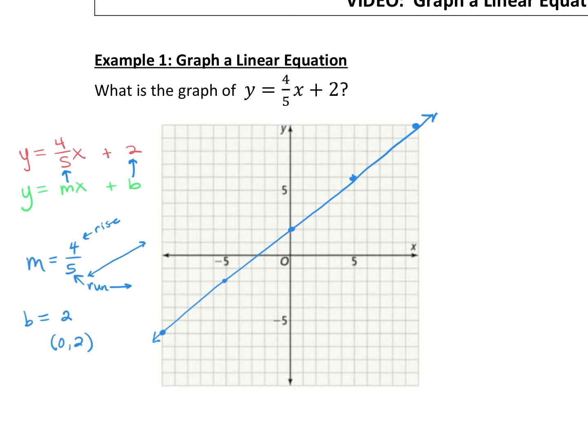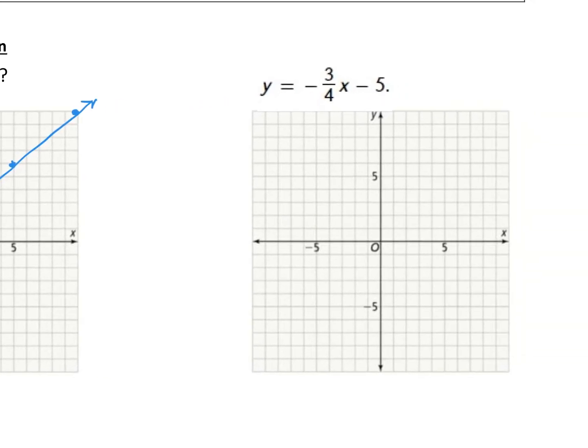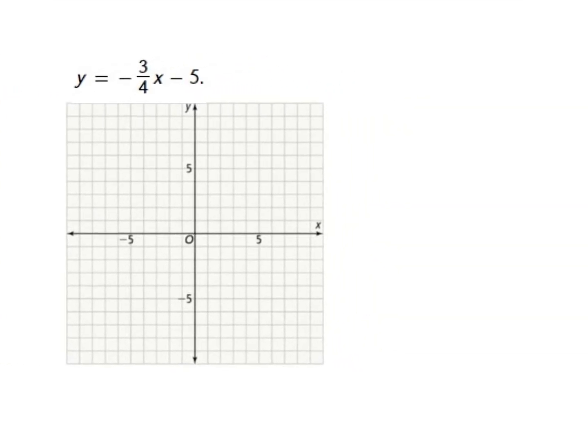All right, let's take a look at our next example. We have y equals negative 3/4 x minus 5. Do you guys see this negative that's out in front of your fraction? Anytime you guys have a negative out in front of the fraction, I want you to, when you rewrite it or when you look at it, put that negative with the top number. So I want you to see it as a negative 3/4 x minus 5.